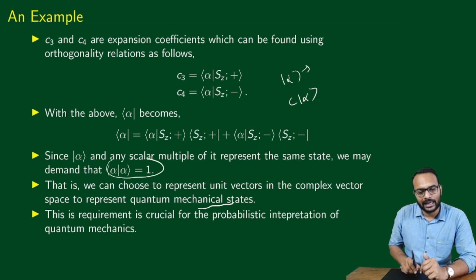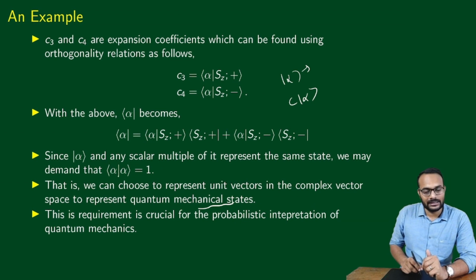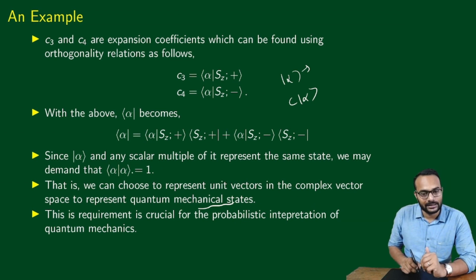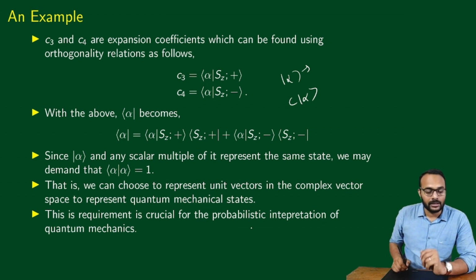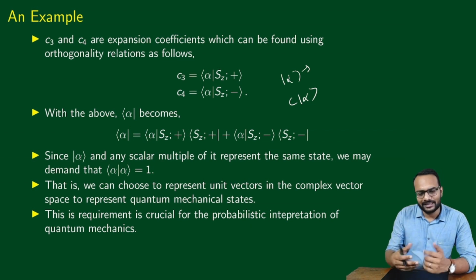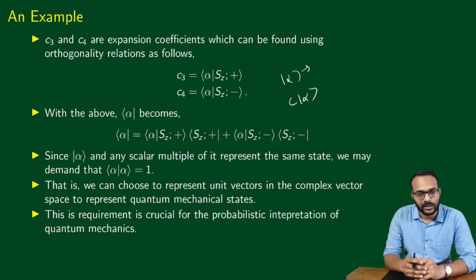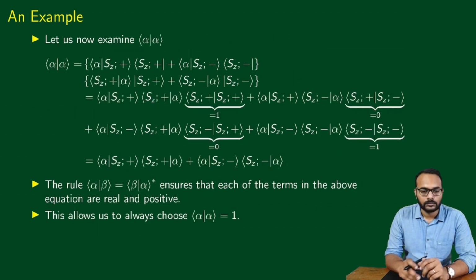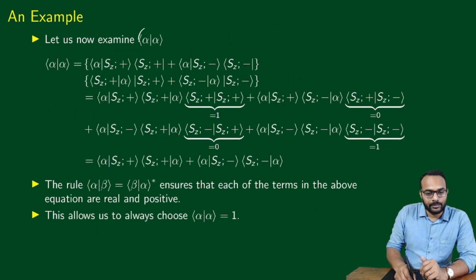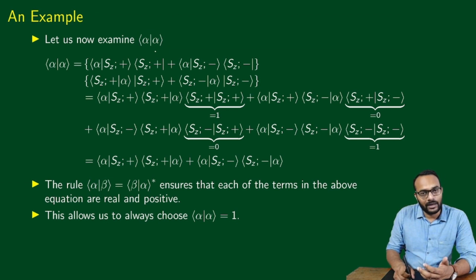We are demanding that bracket of alpha with itself is equal to 1. So we are choosing the state vector such that it is normalized. We are using normalized states here. Now, this requirement is crucial for the probabilistic interpretation of quantum mechanics. I have been saying this many times, probabilistic interpretation of quantum mechanics. Let's see what it means in this example. First, let's examine the inner product of alpha with itself, bracket alpha alpha.